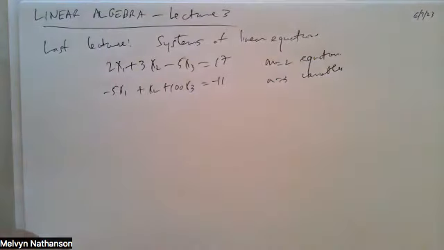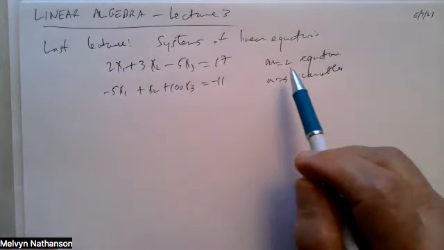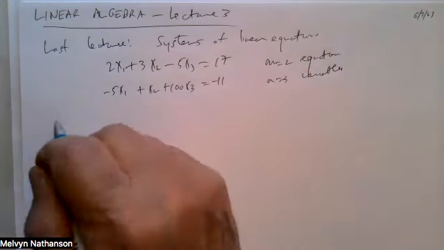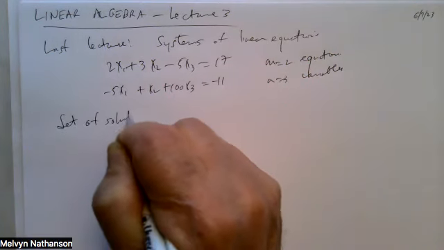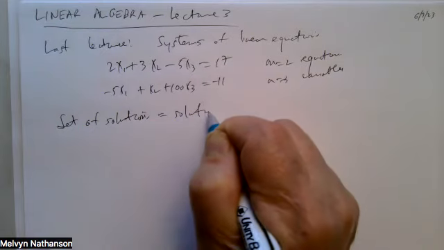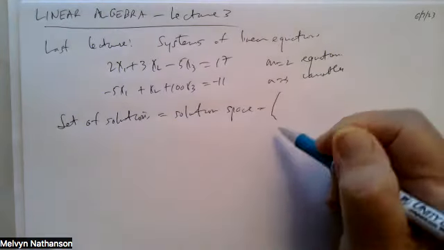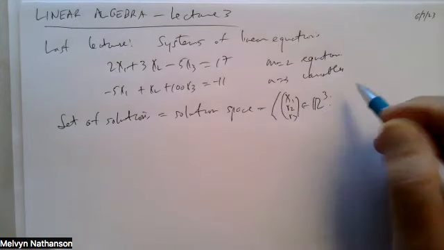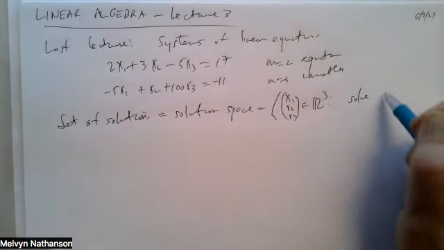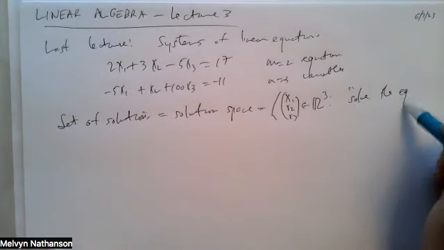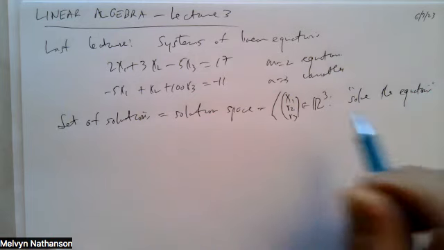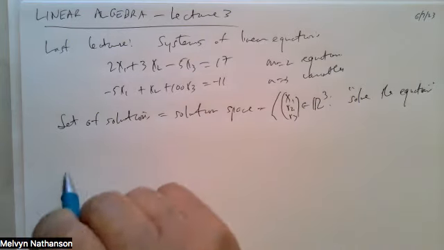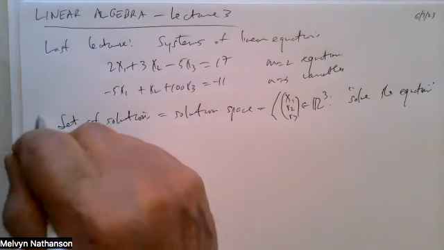And when we're writing systems, the convention that I use is that m is the number of equations and n is the number of variables. And the set of solutions, or the solution space, in this case, for example, is all vectors x1, x2, x3 in R3 that solve the equations. So you plug these numbers into each equation and it's a solution. And the set of solutions is, let me call this L.